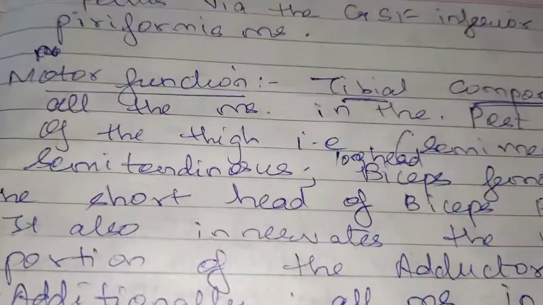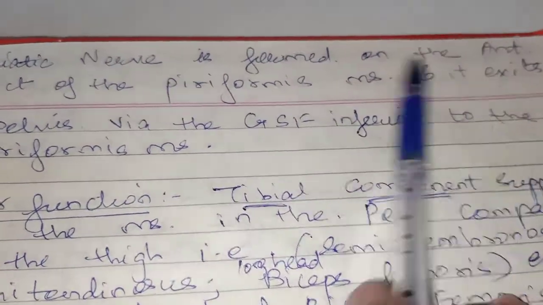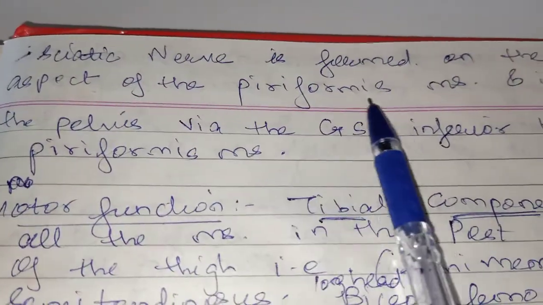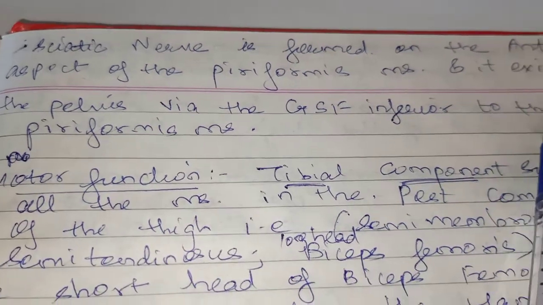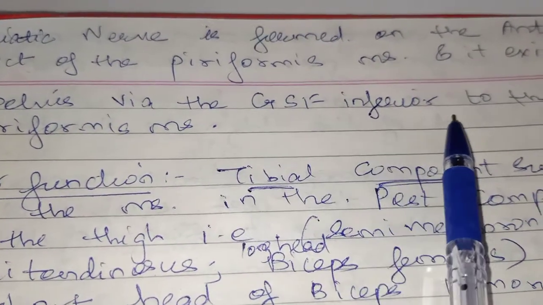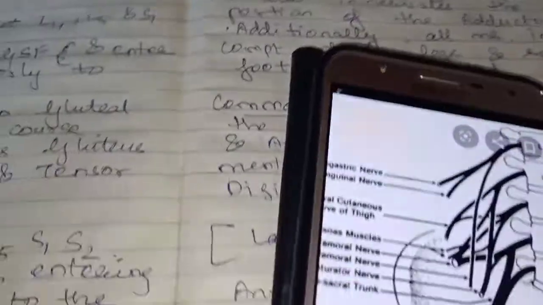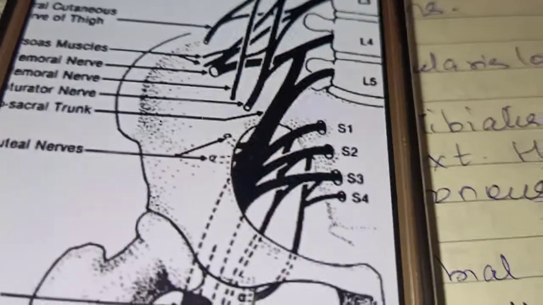Now we'll proceed further. The sciatic nerve is formed on the anterior aspect of the piriformis muscle, and it exits the pelvis via the greater sciatic foramen inferior to the piriformis muscle. So if you see here, what is the root?